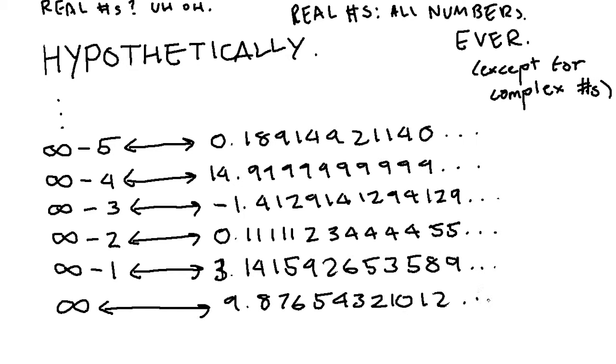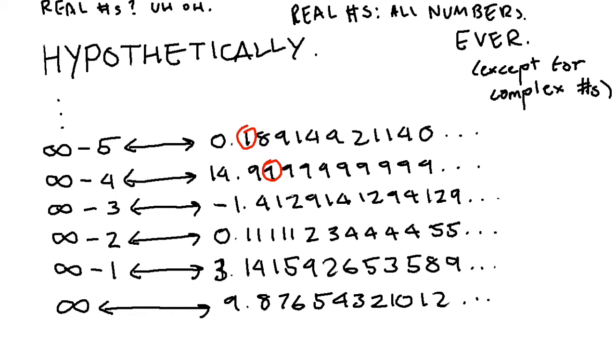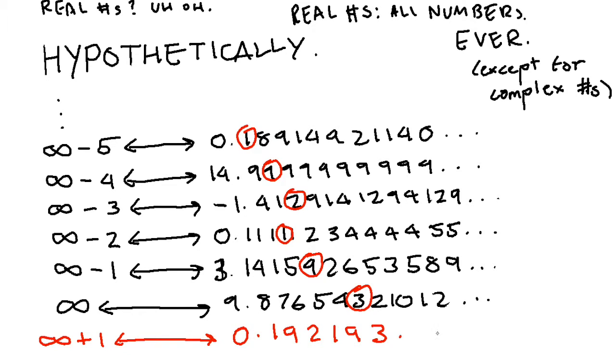But wait, we can always make more. Say we circle the first decimal place of this number, the second decimal place of that number, the third decimal place of the third, and so on. Now we have a new decimal number. We don't have this on the list, so let's add it.